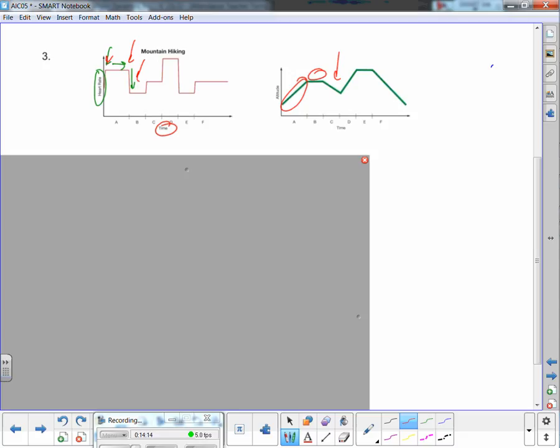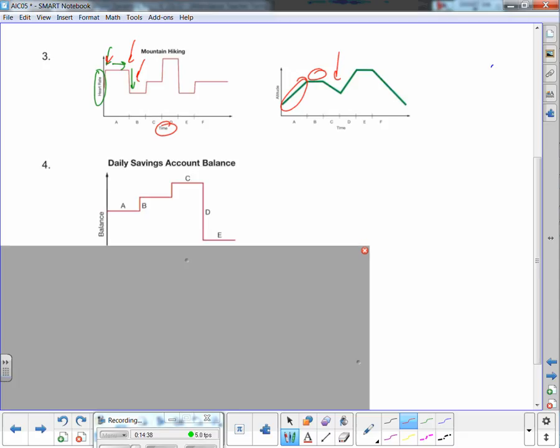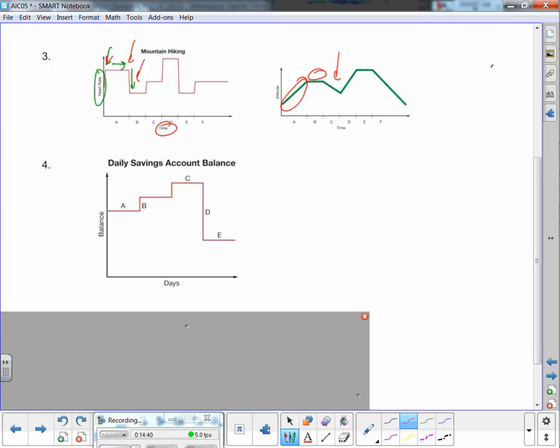There's a correlation between the two graphs. One is showing time and heart rate. The other is showing time and the altitude, whether he's going uphill or downhill. And there's a correlation between the two. So that's 2 ways of showing the same situation, different data. Time in both cases, one heart rate, the other is altitude.